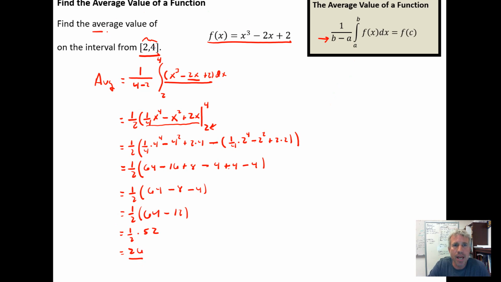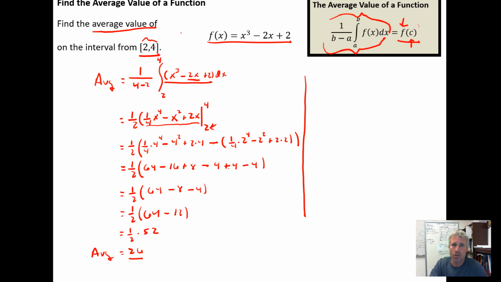And if we're asked to find the average value of the function, we're just after the left-hand side of this relationship right here. So this time it didn't say to find the value of c for which the function equals its average value on that interval. If we were asked to find the value of c for which the function output matched the average value of the function on the interval from 2 to 4, we would have to take the original function and set it equal to the average value of the function.